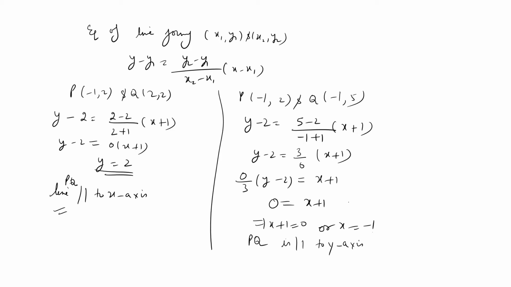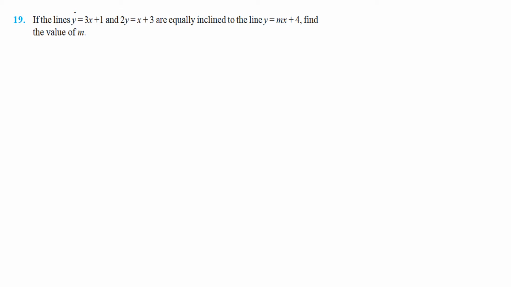Question number 19 says that if the lines y is equal to 3x plus 1, 2y is equal to x plus 3 are equally inclined to this line y is equal to mx plus 4. Equally inclined means line 1 and 2 make equal angles with this line, meaning the angle made between 1 and 3 is equal to the angle made between line 2 and 3. Okay, equally inclined, that is the meaning of that. Find the value of m.